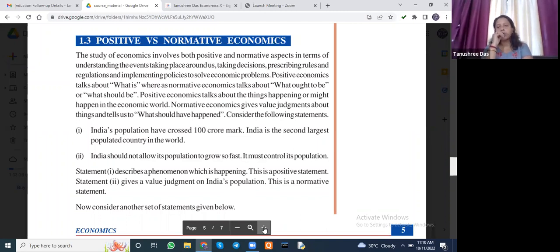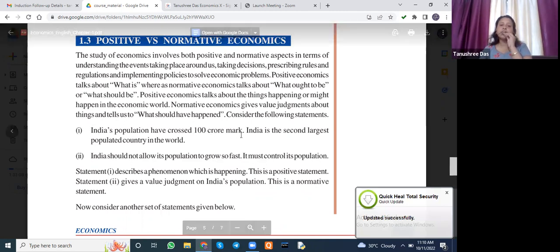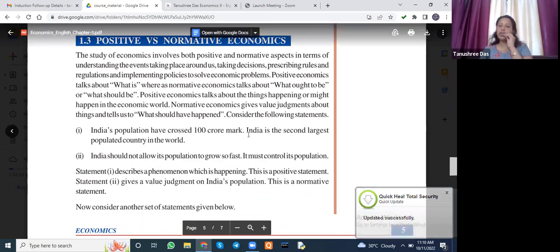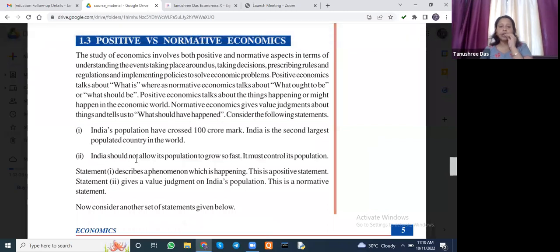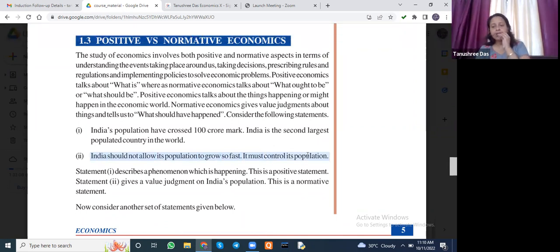When we are planning for the development of the economy, that is referred to as normative economics. Two statements are given here. India's population has crossed the 100 crore mark. India is the second largest populated country in the world. This is a fact, a kind of fact which we know. India should not allow its population to grow so fast. It must control its population. This is a kind of suggestion or planning which can be implemented in the near future.